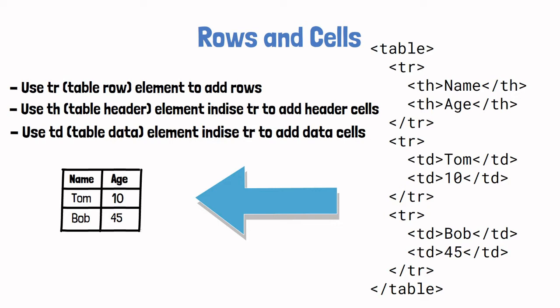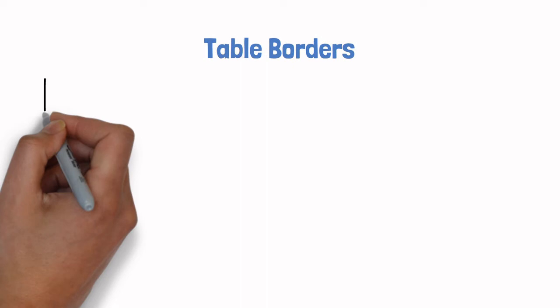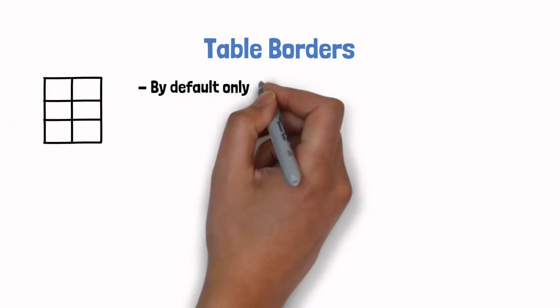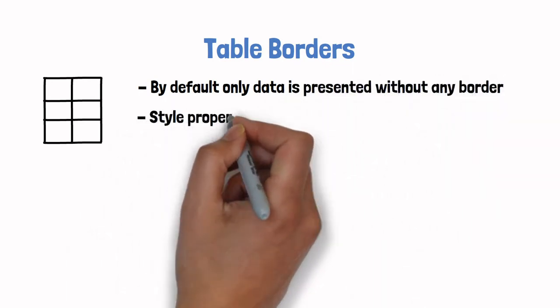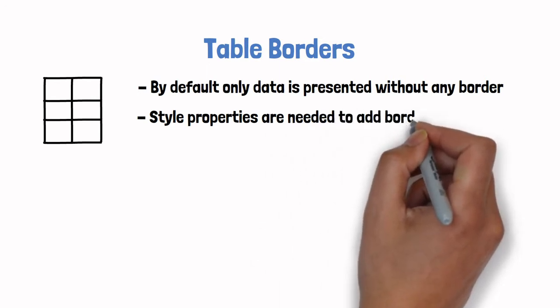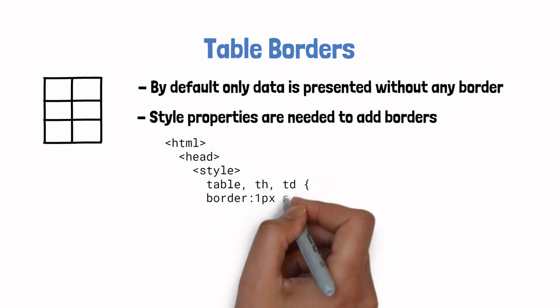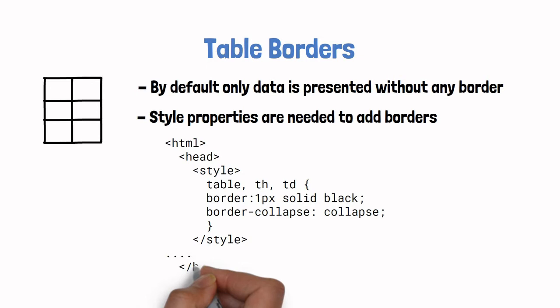Now that we saw how to create a table with a few rows and cells, let's talk a bit about how to customize the borders of the table. By default, borders are not shown, so we'll only see the table data. In order to visualize the borders, we can add a style element inside the head element, like you see here. By setting these properties, we are telling the browser to show black solid borders for our table, but we'll examine each property here in more detail in a minute.